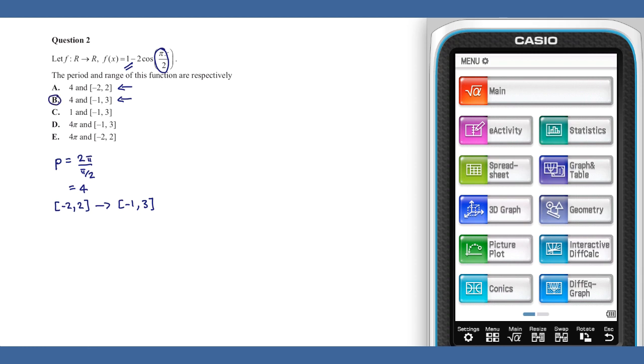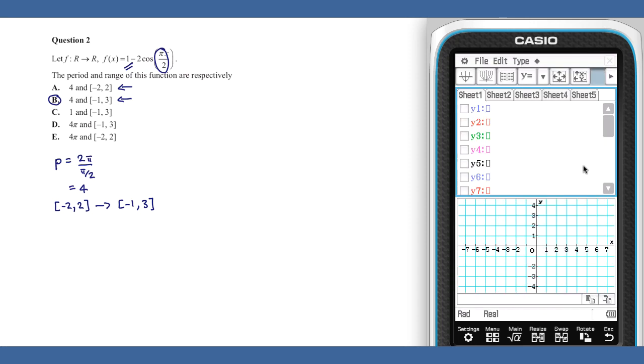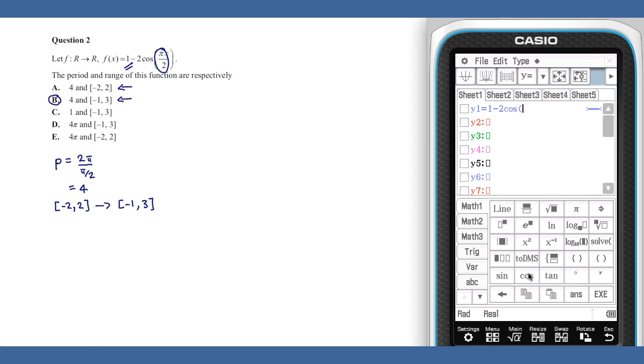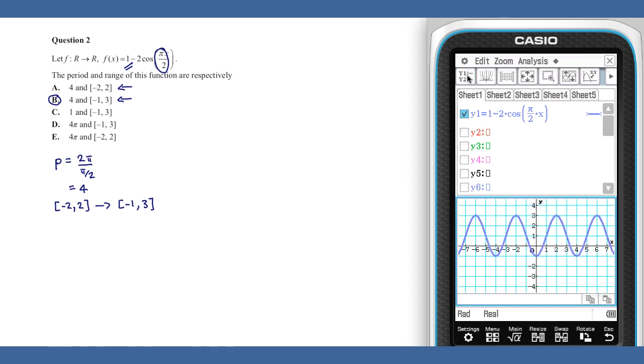Another approach would be to draw a graph of the function. From this graph we can see that the period is 4 and the range is from minus 1 to 3, confirming our answer.